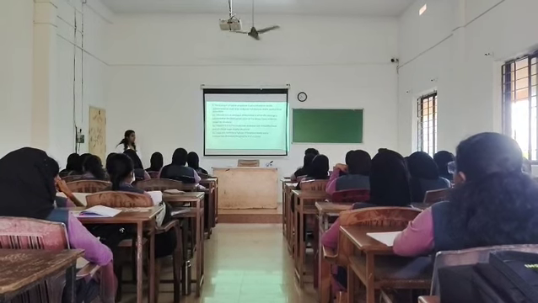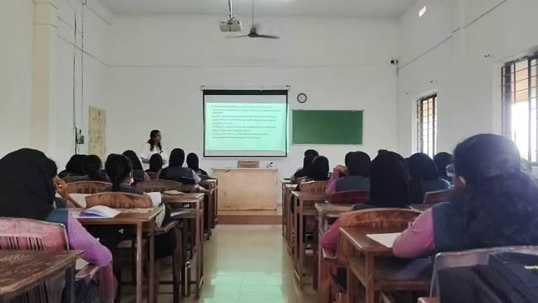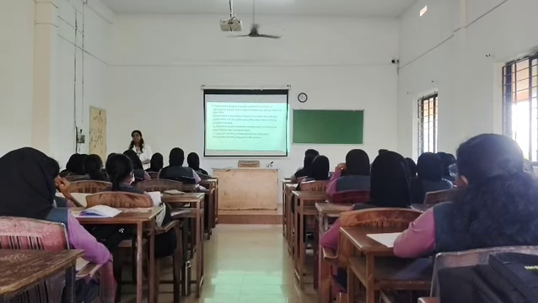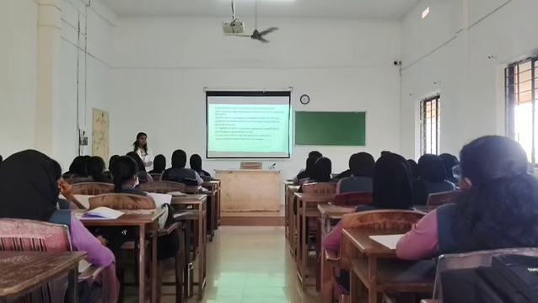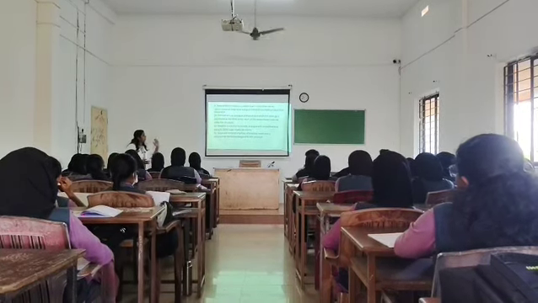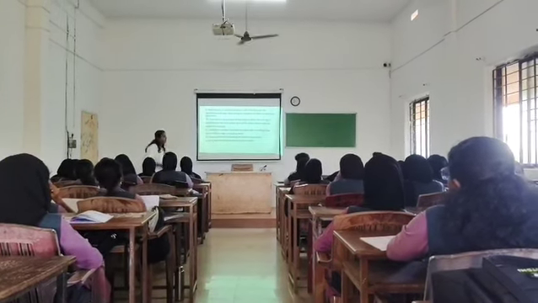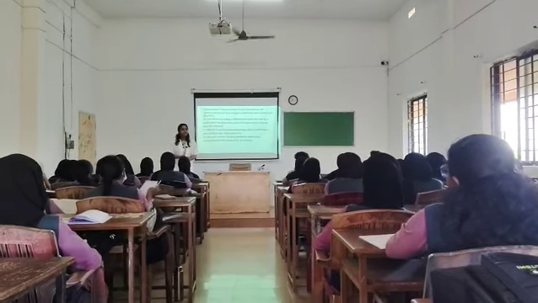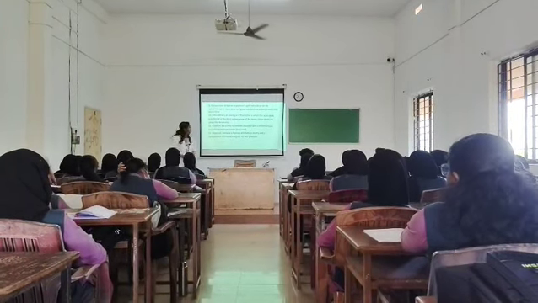Zidovudine is an analog of which drug? Thymidine. And the third position of the deoxyribose sugar is substituted by an azido group. So that is the structure of zidovudine. So zidovudine is a thymidine analog, and the deoxyribose sugar is substituted at the third position with an azido group.